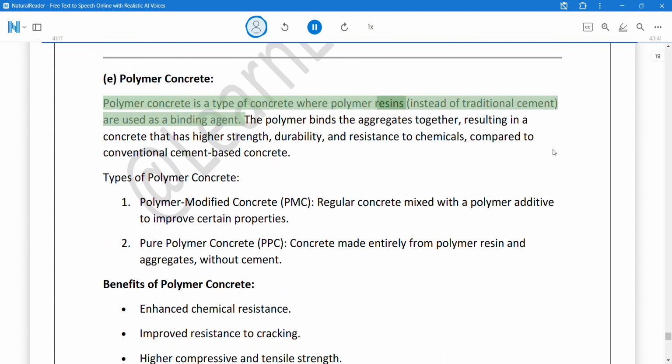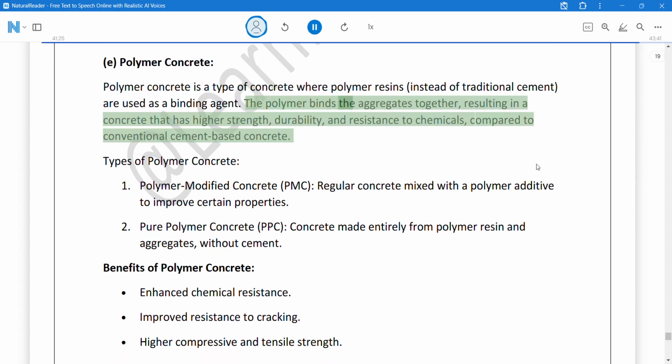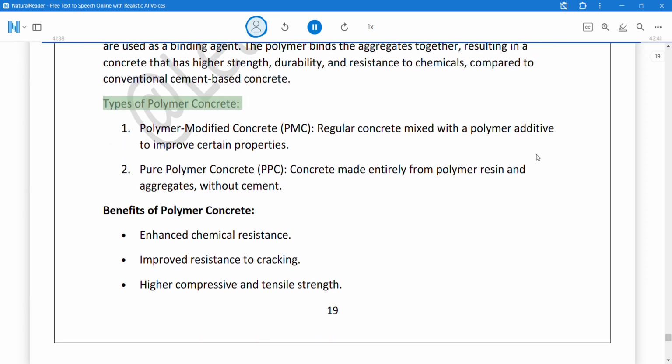Polymer concrete. Polymer concrete is a type of concrete where polymer resins are used as a binding agent. The polymer binds the aggregates together, resulting in a concrete that has higher strength, durability, and resistance to chemicals, compared to conventional cement-based concrete.